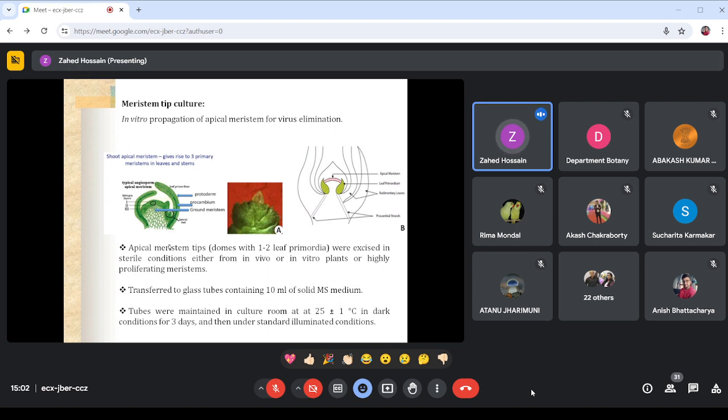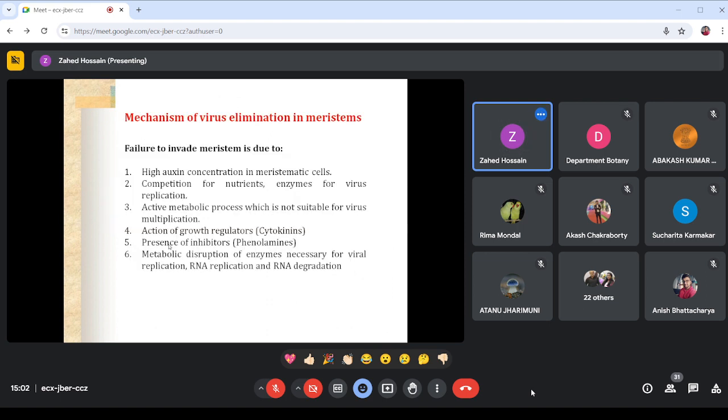it is almost virus free. The reason the virus fails to invade this meristematic zone is, one reason, the very high auxin concentration present in the meristematic cells. And competition for nutrients and enzymes is going on between the plant and the virus, so the virus is unable to replicate. Also, at the meristematic dome, there is a very active metabolic process going on.